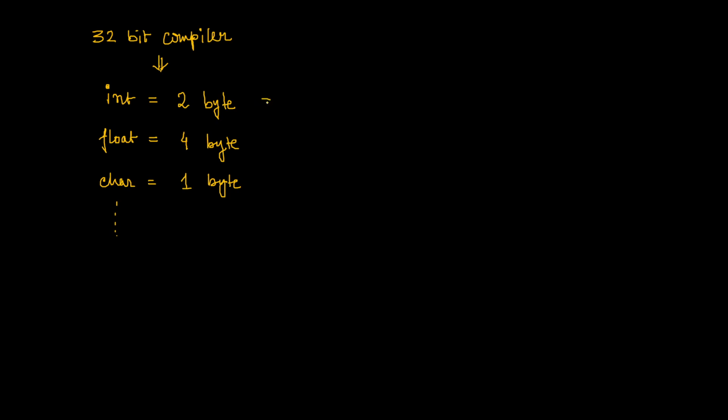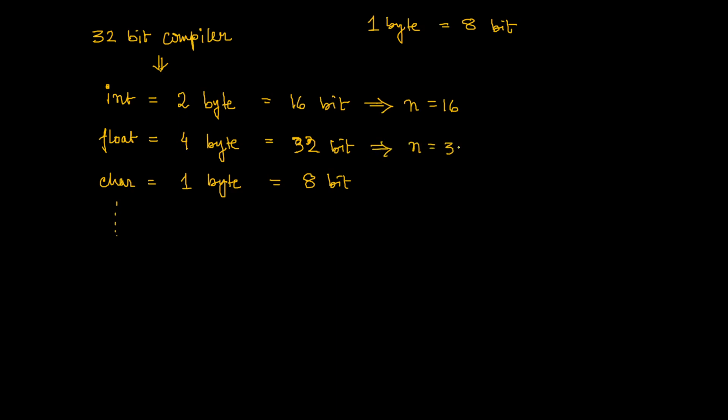What does 2 bytes mean? We all know that 1 byte means 8 bits. That means 2 bytes is 16 bits, 4 bytes is 32 bits, and 1 byte is 8 bits. So basically, you can easily understand that here n is equal to 16, here n is equal to 32, and here n is equal to 8.